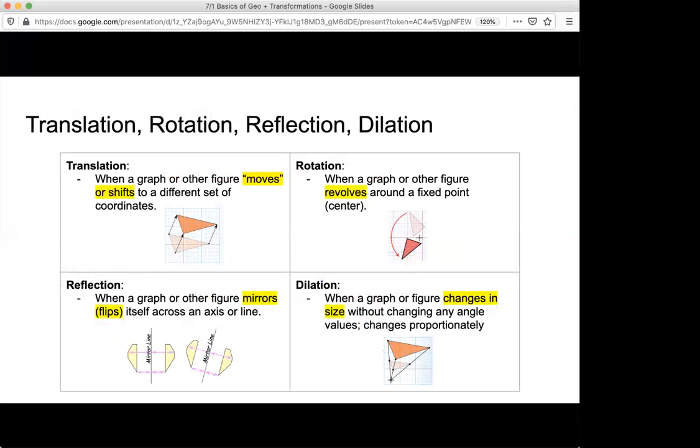Okay, now it's our other tutor that's going to go over translation, rotation, reflection, dilation.